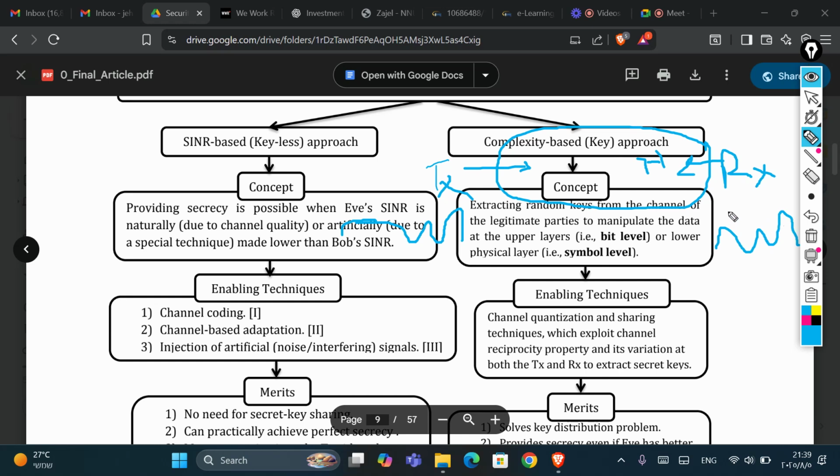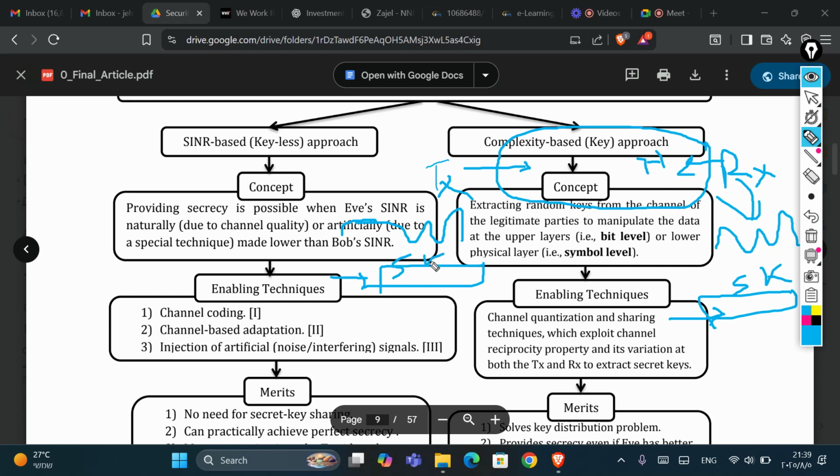So in this case, the receiver uses this channel to extract some random bits, using some techniques. The same algorithm that is used at the receiver will also be used at the transmitter to extract a sequence of random bits, and here a sequence of random bits. So this becomes like a shared key. This sequence and this sequence become a shared key at both the transmitter and receiver.